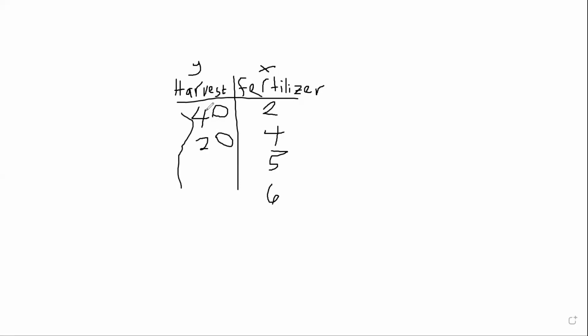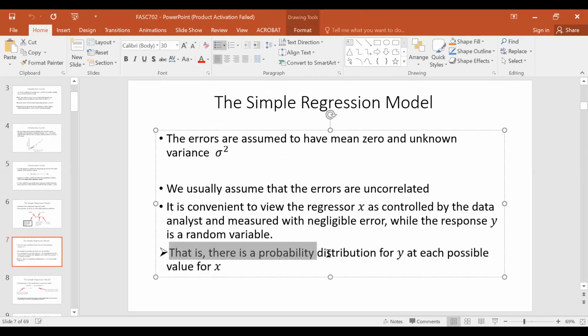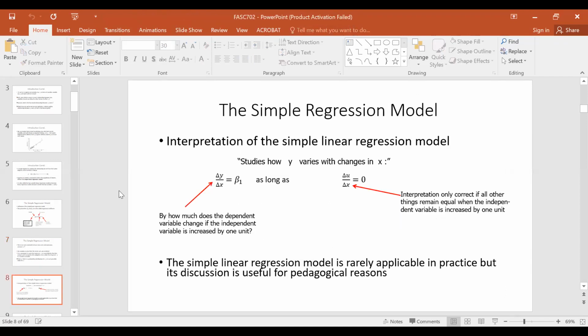So as for this one, you cannot tell. Two people can put 2 kg of fertilizer, and they'll have different harvests. So that is the meaning of this. There's a probability distribution for Y at each possible value of X. At each possible value, whether fertilizer is 2 kg, there could be varied harvest. So it creates a probability distribution at every level of X. So that is the simplifying assumption, which says X is fixed.